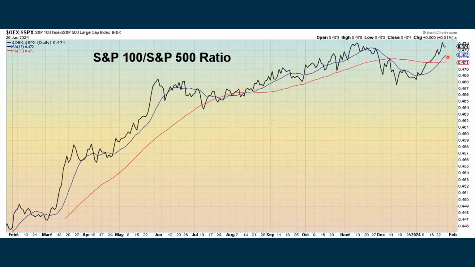We look at the S&P 100, which are the biggest stocks in the S&P 500. We were getting a little bit concerned as we were seeing the 100 stocks underperforming, but now they're starting to come back, and we've seen a recent golden cross with this ratio.